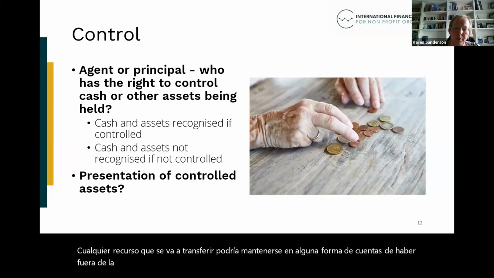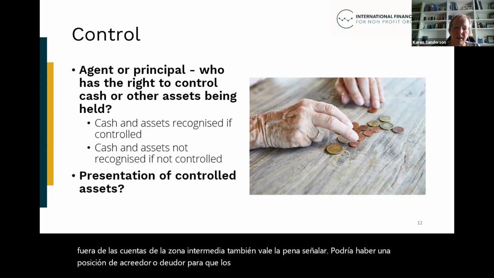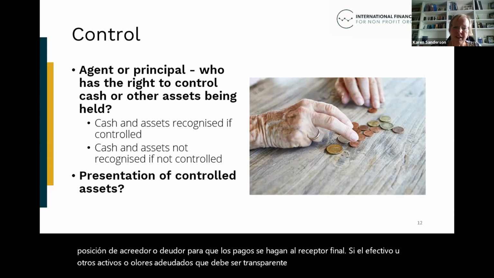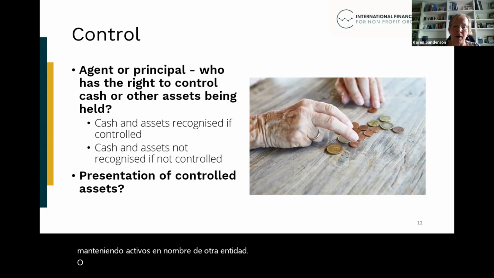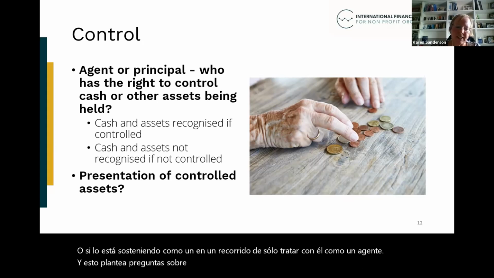It's also worth noting there could be a creditor or debtor position for payments to be made to the end recipient if cash or other assets are owed or owing that should be transparent in some way. So there are big presentational differences depending on whether the intermediary is holding assets on behalf of another entity or whether it is just dealing with it as an agent. And this raises questions about how these types of transactions should be presented in the financial statements.